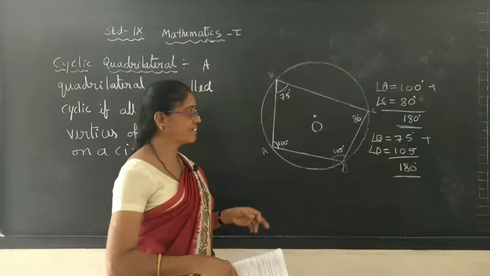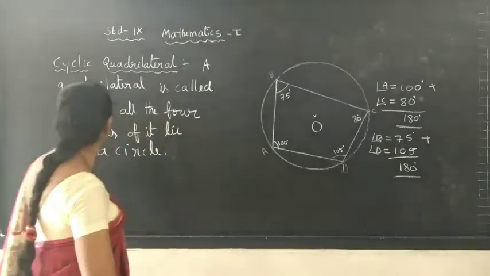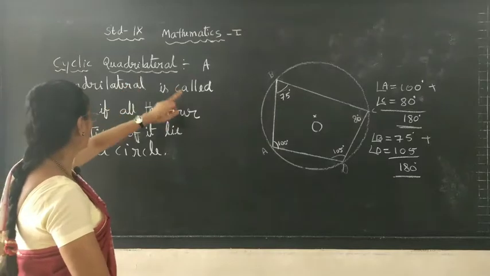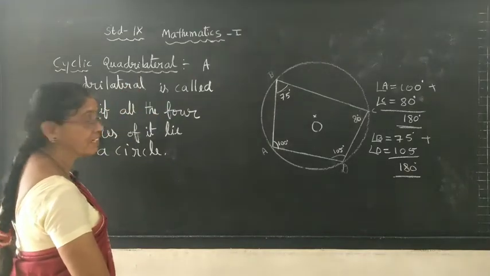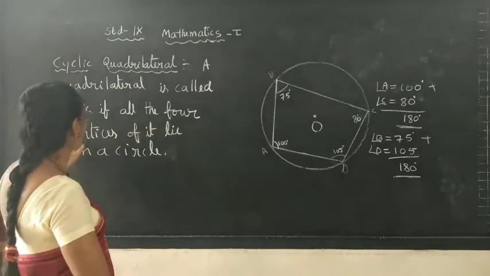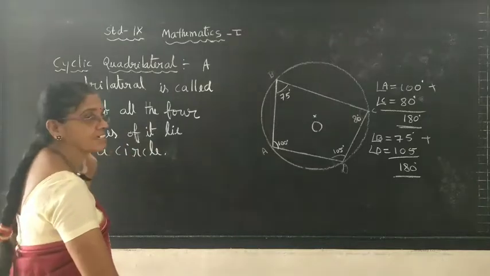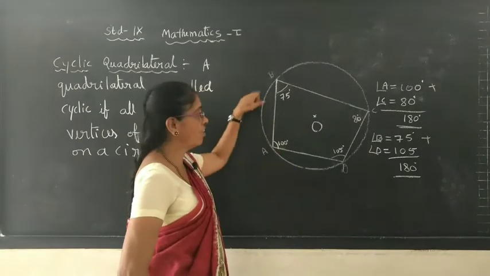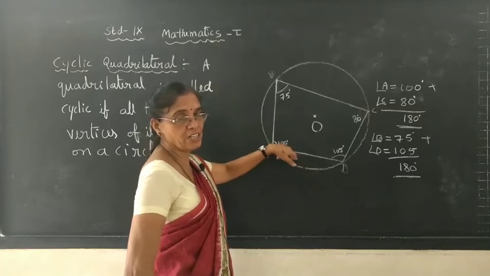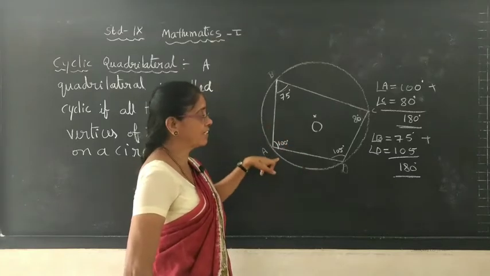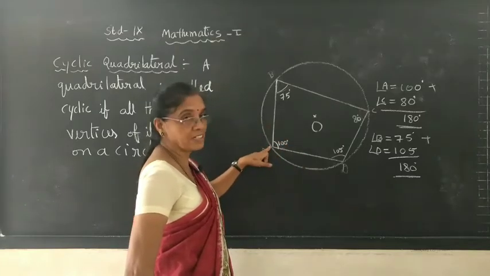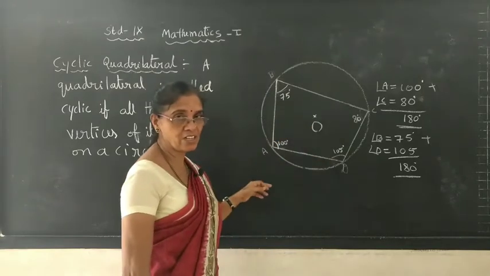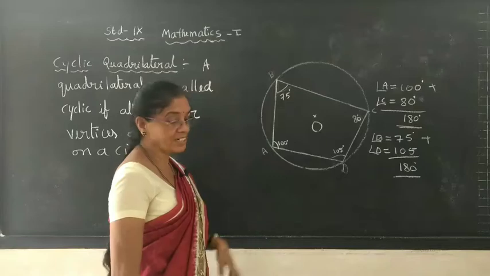And what is the property of the cyclic quadrilateral? That we learn. So what is the definition of a cyclic quadrilateral? A quadrilateral is called cyclic if all the four vertices of it lie on a circle. All the four vertices A, B, C, D lie on the circle. Hence it is called a cyclic quadrilateral. It should lie on the circle, that is, the circumference of the circle. Then only it is called a cyclic quadrilateral.